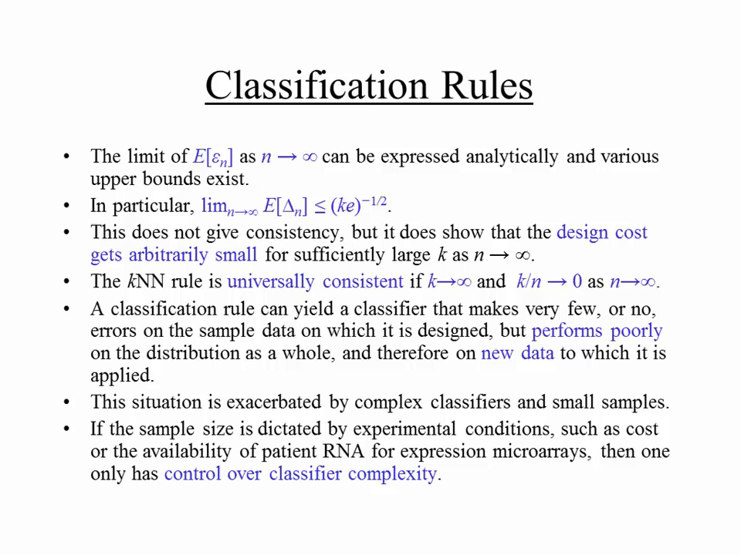So we have experimental constraints such as the cost or the availability of patient RNA for expression microarrays. Then the only thing that you have control over is the complexity of the classifier, because you cannot go in there with a complex classifier and tell them to give you tons of samples. It's not going to work. So you have a limited number of samples, so you should not come up with a very complex classifier. Try to use a simpler one. Again, think of the same example. If you have a linear classifier, let's say in two-dimensional space, you just need two parameters. You don't need too many samples to learn two parameters, so you can do a lot better.